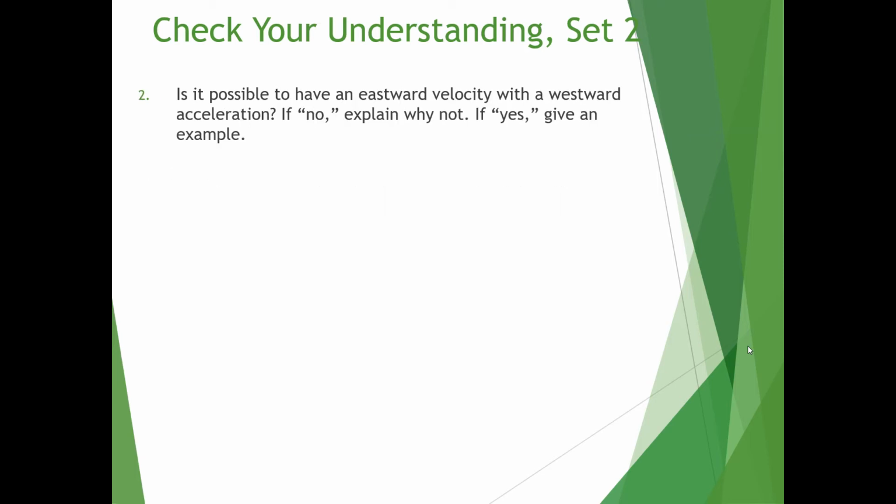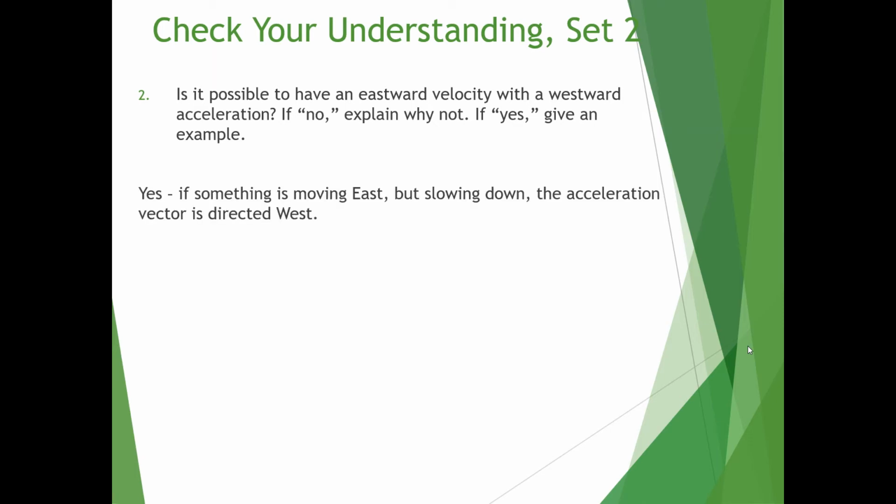Number 2, is it possible to have an eastward velocity with a westward acceleration? If no, explain why not. And if yes, give an example. Well, what do you think? So yeah, if something's moving east but slowing down, the acceleration vector is directed west. And we've had a number of examples very similar to that.